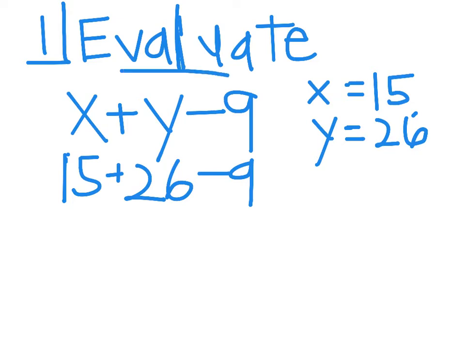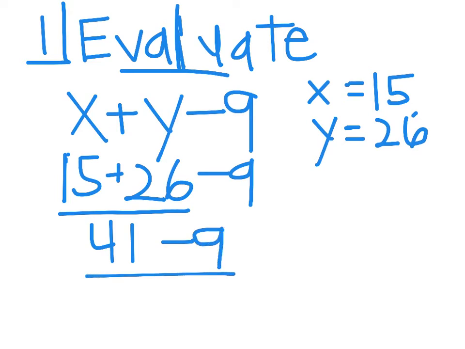So I'm going to go ahead and do PEMDAS. There are no parentheses, there are no exponents, there is no multiply or divide for step 3. So I go on to addition and subtraction, and I do whatever comes first. 15 plus 26 is 41. I'm still going to drop down my minus 9. And then again, that's the only step that's left, so subtract those and I get 32. That's example number 1.